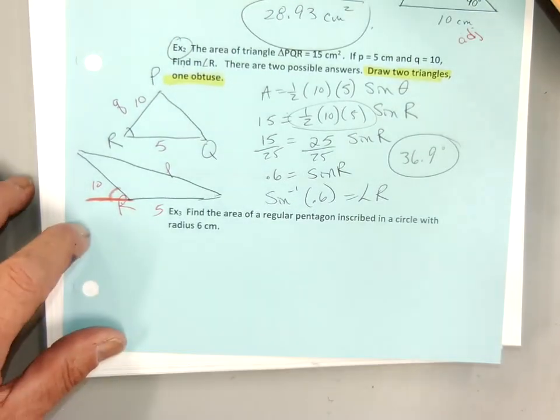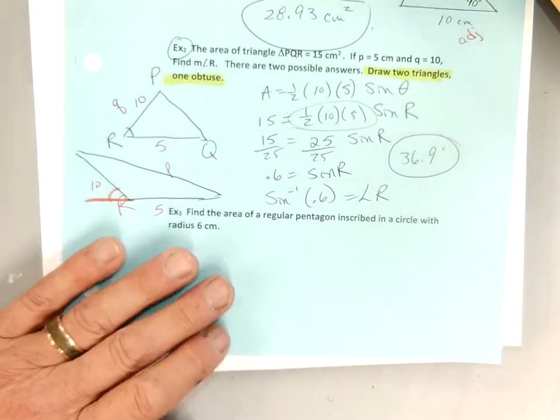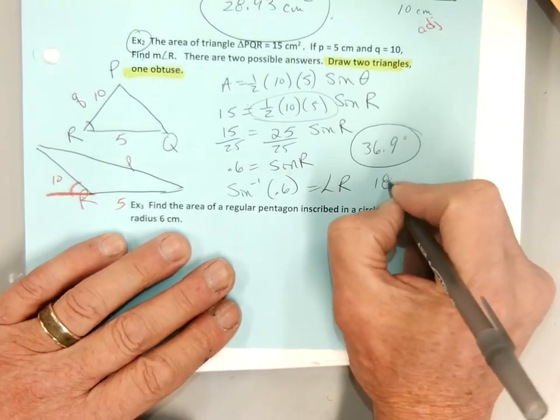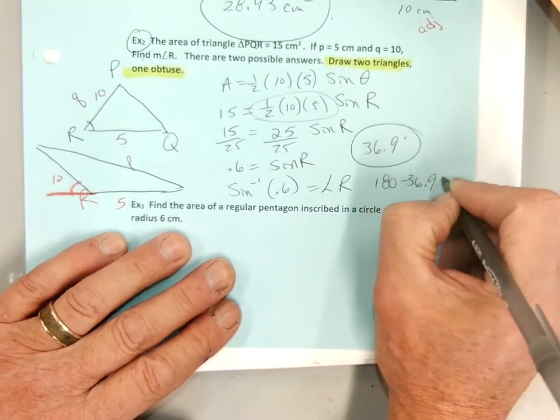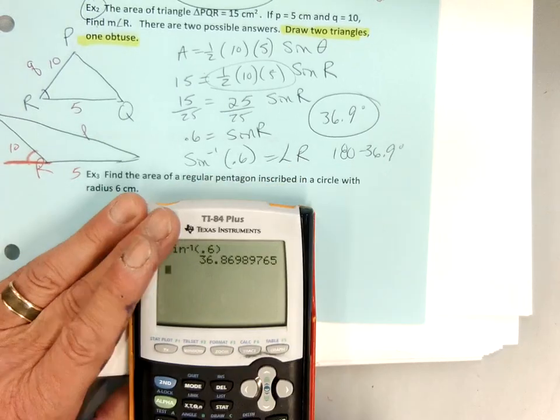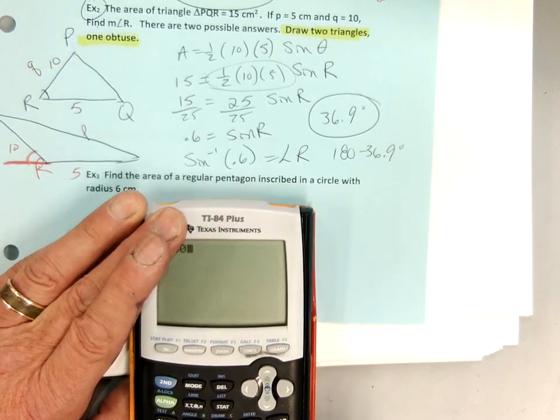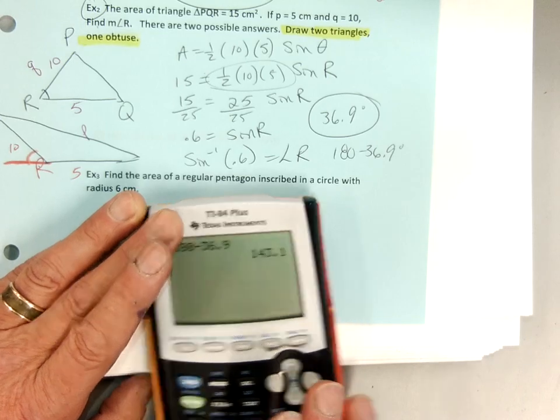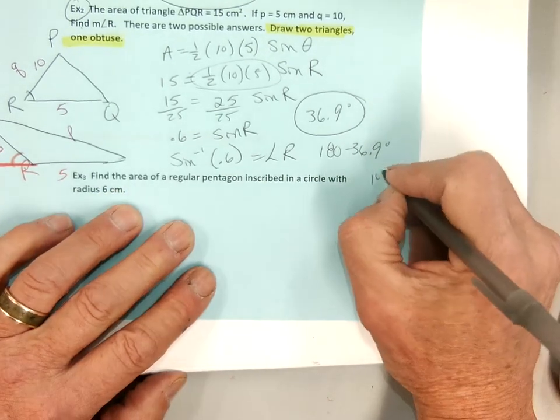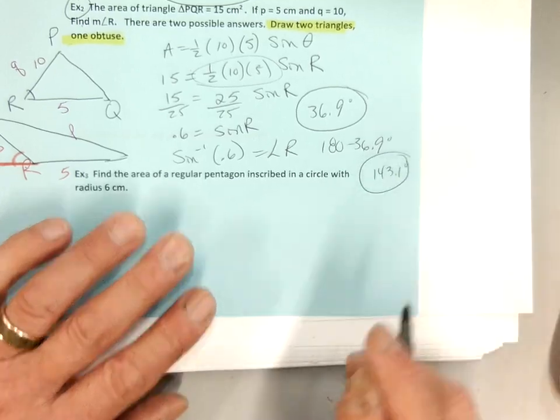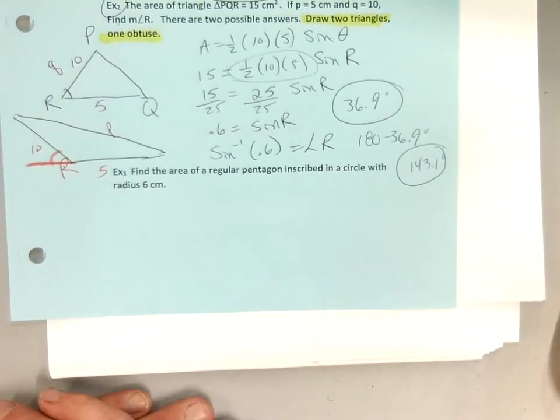So Kai, you were saying subtract from 180. Yeah, so the other angle could be 180 minus the 36.9 degrees. And let's see, 180 minus 36.9 is about 143.1. Okay, how am I doing? Good.